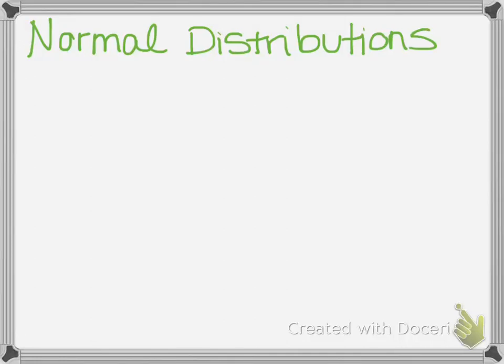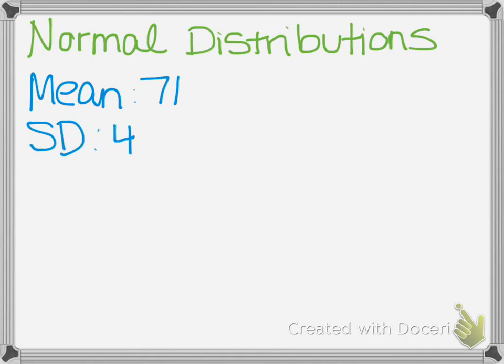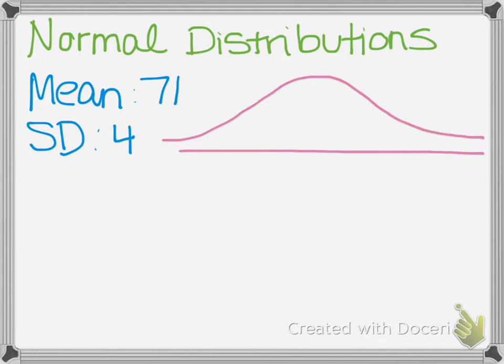Okay, so let's say that I give you a mean of 71 and a standard deviation of 4. The first thing that I would do is draw out my bell curve. So I draw out my line, my curve looking like this. The mean I know is right here in the middle, which is 71. I'm going to go 1, 2, 3 standard deviations to the right and 3 standard deviations to the left.